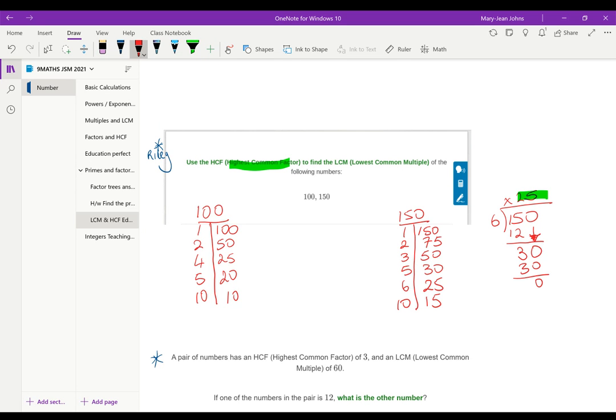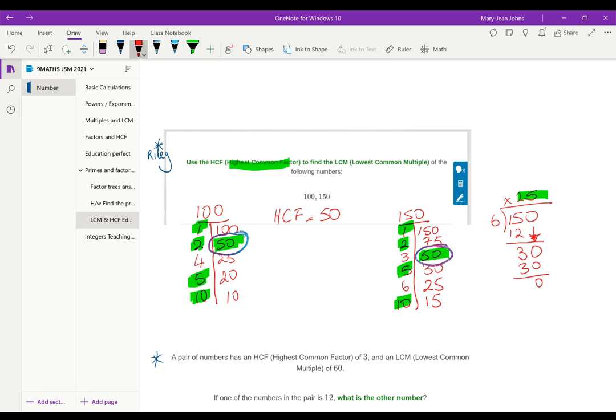Now I'm looking for what numbers are in both lists. I have 1 in both lists. I have 2 in both lists. I don't have 4 or 3. I have 5 in both lists. I have 10 in both lists. I don't have 20. I don't have 25. But I do have 50 in both lists. So the highest common factor is the highest number that is in both lists. That is 50. So the highest common factor equals 50.